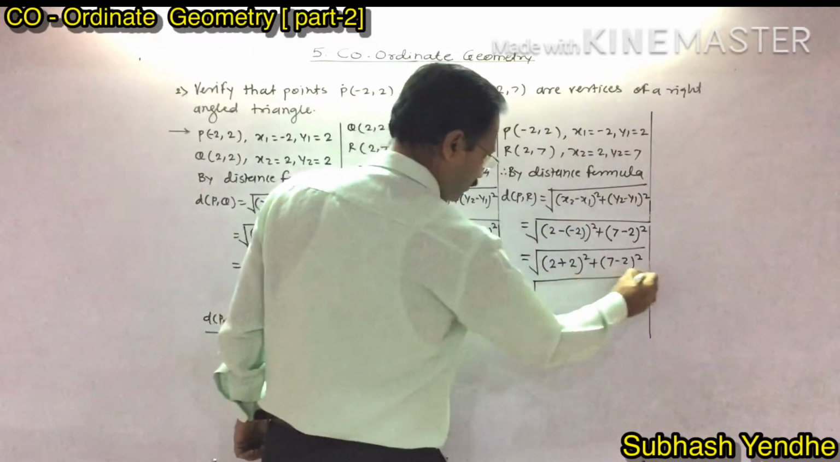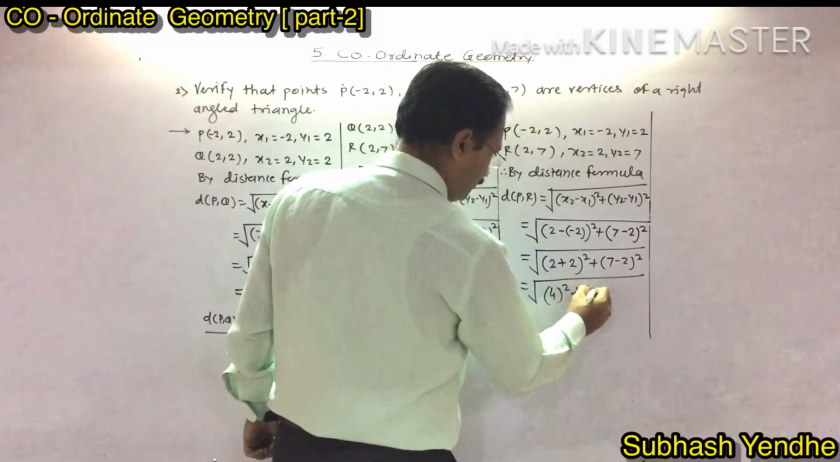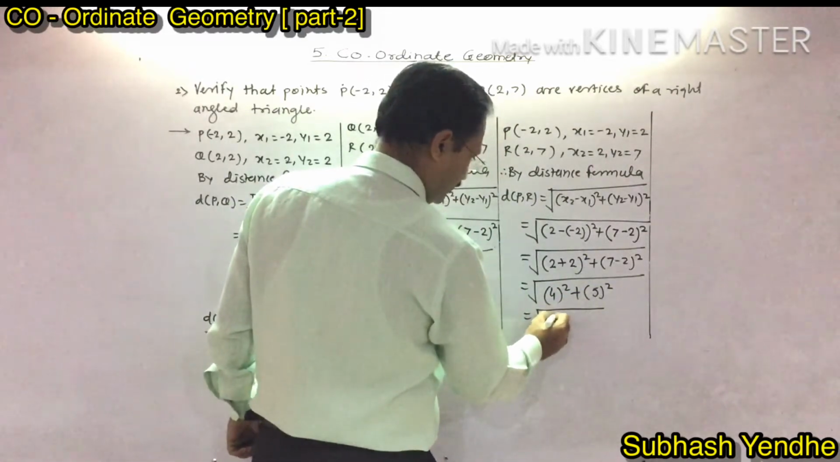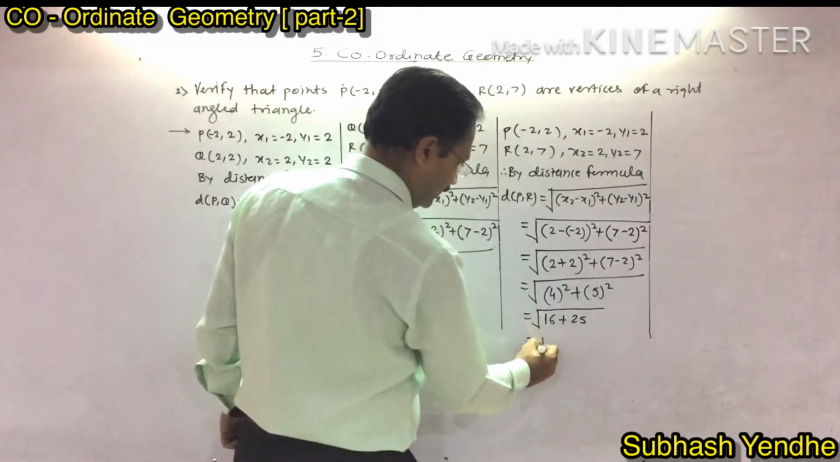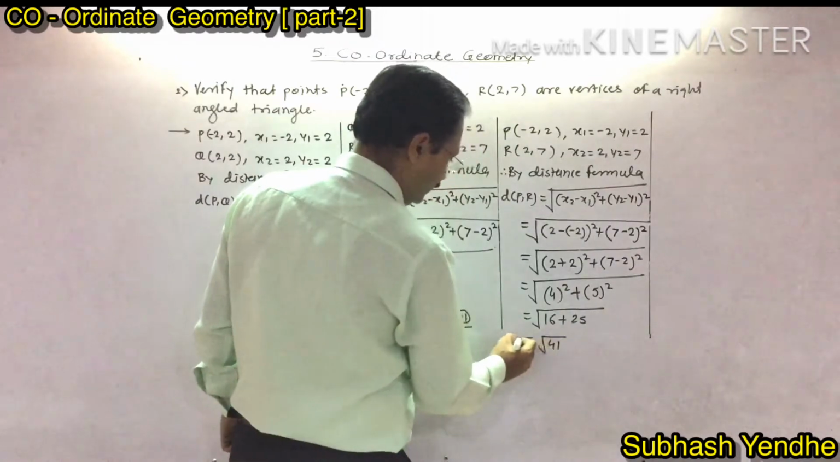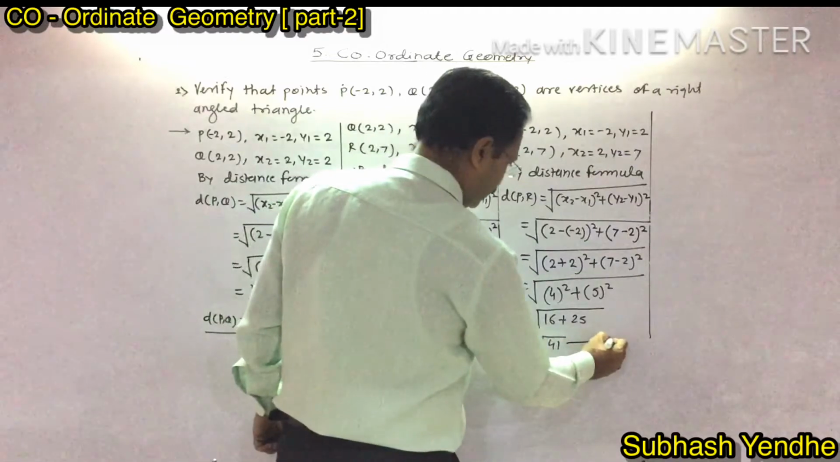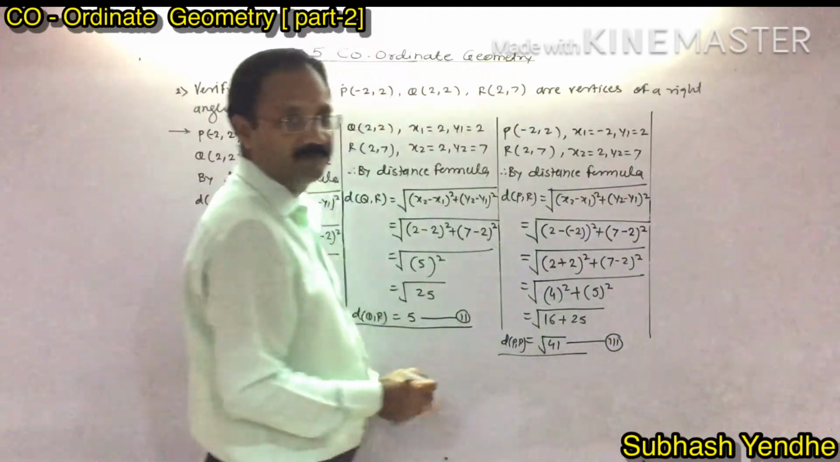2 plus 2, 4 square. 7 minus 2, 5 square. So 4 square is 16 and 5 square is 25. So you get root 41. So distance PR equals root 41. This is your equation number 3.